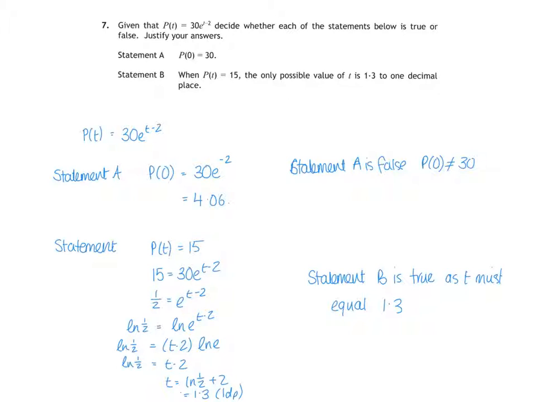Right, so the marks for this question, you get 1 for finding the value of P of 0. You get 1 for having a correct statement, but you need a valid reason. Okay, so the fact that we've written P of 0 is not equal to 30, that's our reason. For statement B, you get 1 for setting it equal to 15. You get 1 for getting log to the base e of a half equals log to the base e of e to the power of t minus 2. And then you get 1 for completing straight to the end, and then 1 for your statement.